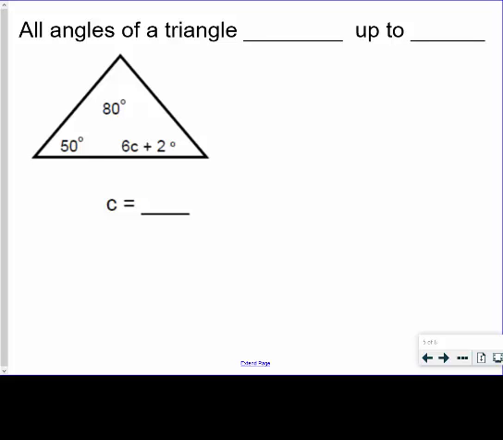So, the first angle, pick an angle, write it down. Plus, pick another angle, write it down. Plus, pick the last angle, write it down. Equals 180.